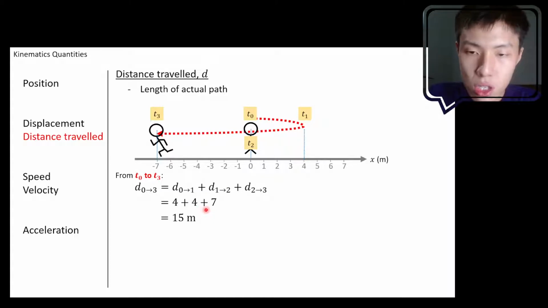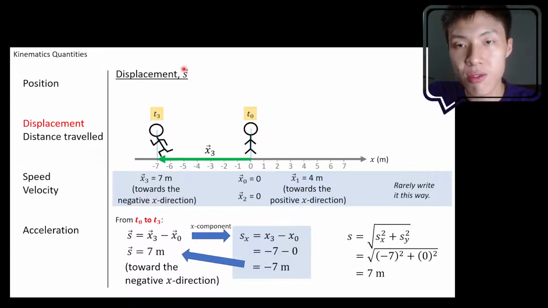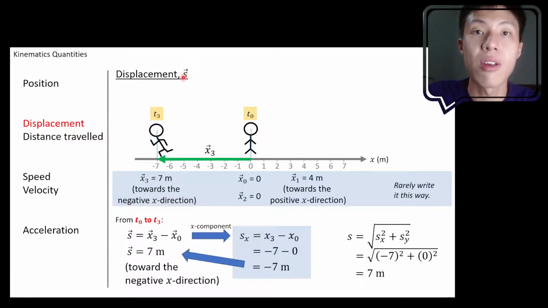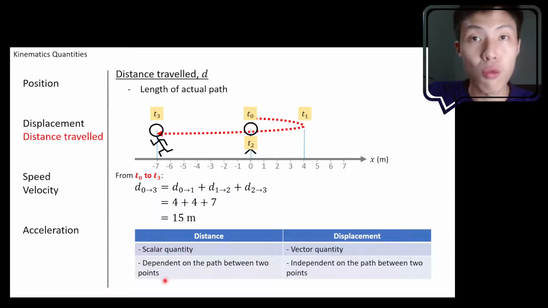Okay, so if you want to make a little comparison between distance and displacement, the first thing that we know is distance is a scalar quantity, displacement is a vector quantity. As you can see here, there's no right arrow sign on top, so this is a scalar quantity. If you go to displacement, there's a right arrow on top, so this is a vector quantity. Okay, the next thing that we know is distance is dependent on the path between 2 points, whereas displacement is independent of the path between 2 points.